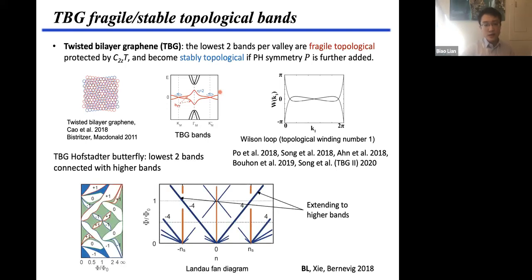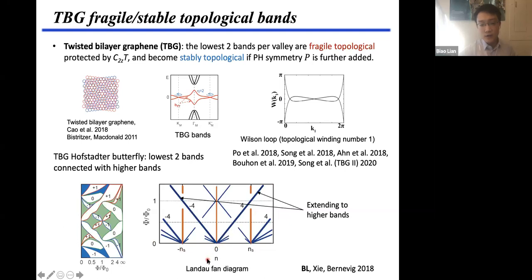And this is the Hofstadter butterfly. If you calculate the spectrum all the way up to infinite flux, in this example one could see that the green parts are the spectrum of the lowest 2 bands, and it's indeed connected with the higher bands at 1 flux per unit cell. Basically, this is protected by the symmetry, by the topology of the lowest 2 bands.